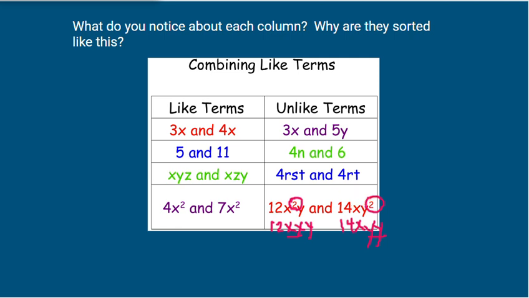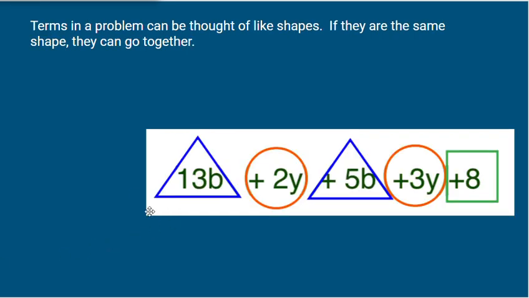So because of that, that ends up getting us to our next point, is that you can only combine things that are the same. So you can kind of think of them like shapes. I can put all these triangles together because they're triangles. They can go in a group of triangles. Now it says 5b and 13b, but I can put them in together. Same thing with the circles. They both have y's in them.